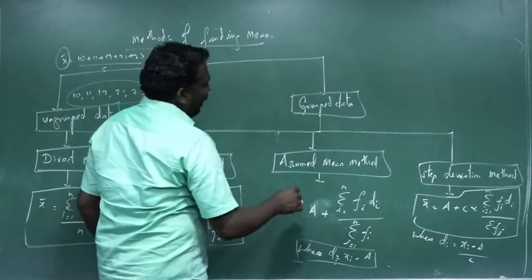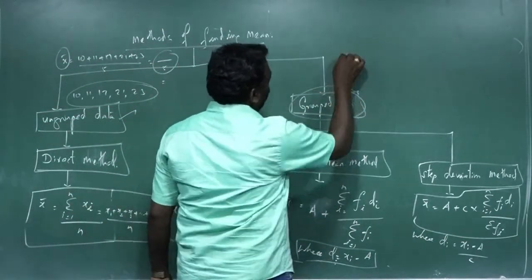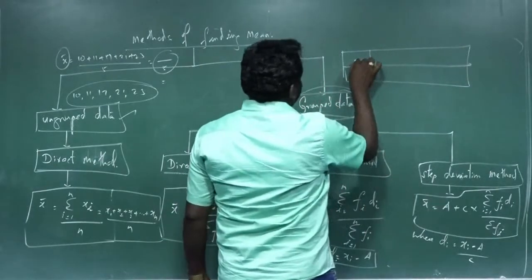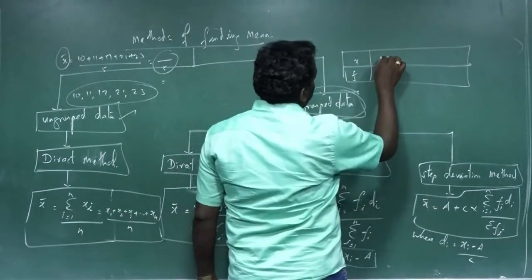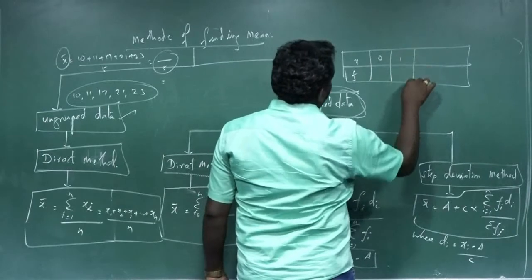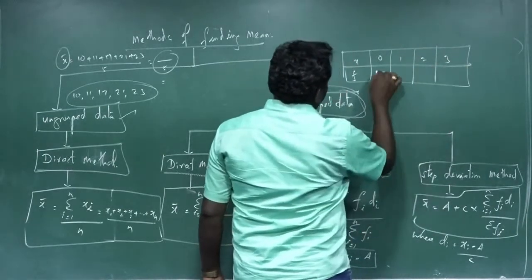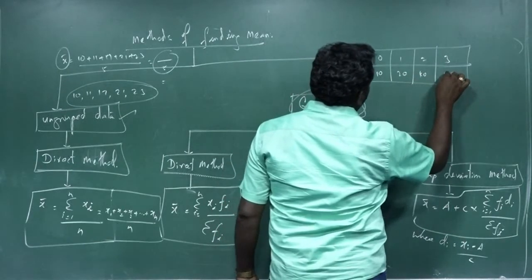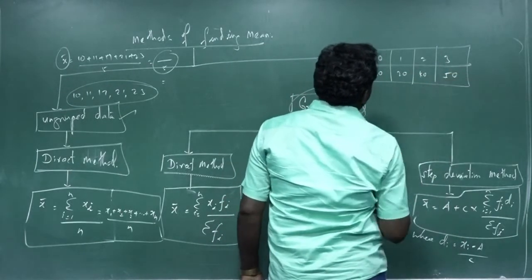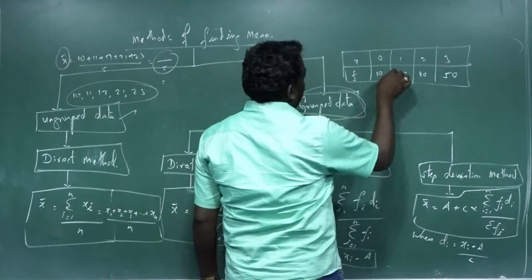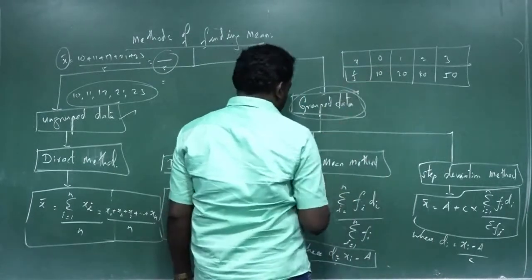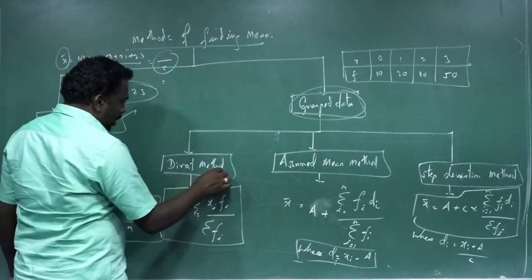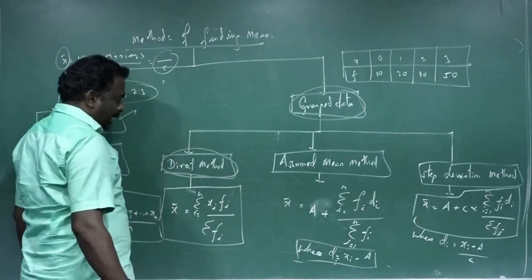Next, grouped data. Grouped data means you have the data's x values and frequency values, for example x values 0, 1, 2, 3 and frequencies 10, 20, 40, 50. Using this grouped data to find the arithmetic mean, the first method is called the direct method.